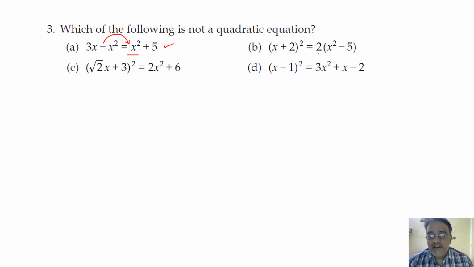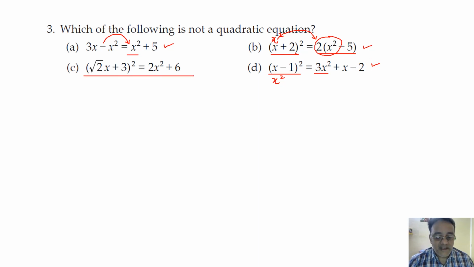Now here, if you open the bracket, we are getting 2x square, and on the left side 1x square will come. So again, if we subtract from 2x square, we are getting a 1x square term. So this will also be a quadratic equation, right? Now only two options left. Here also an x square term will come and on the right side there is 3x square. So again 2x square will be left over here. So this is also a quadratic equation. Now only one option is left with us.